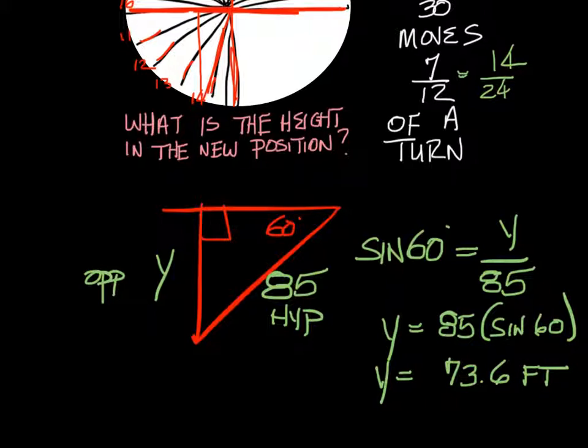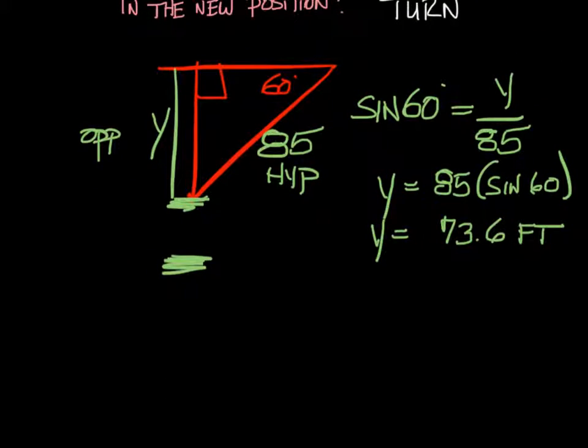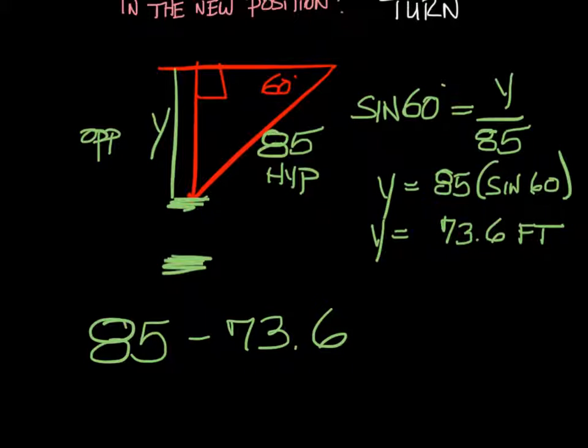If that's your answer, you're wrong, because the question is asking what is the height in the new position. That 73.6 is not the height in the new position, because the car is right here. The ground is down here. We just found this. But we know that the midway point of the Ferris wheel is 85 feet off of the ground. So we can do 85 minus 73.6 and come up with a value of 11.4 feet.